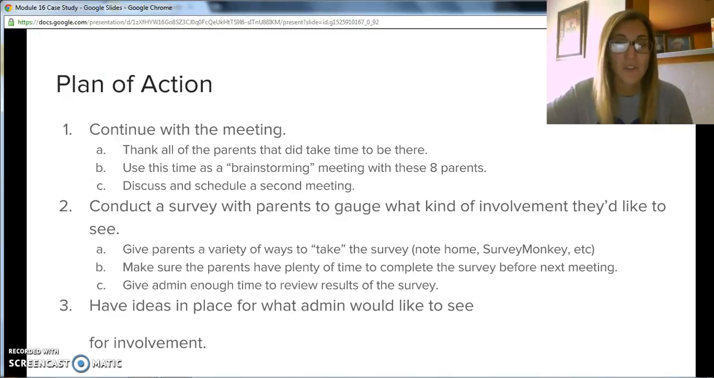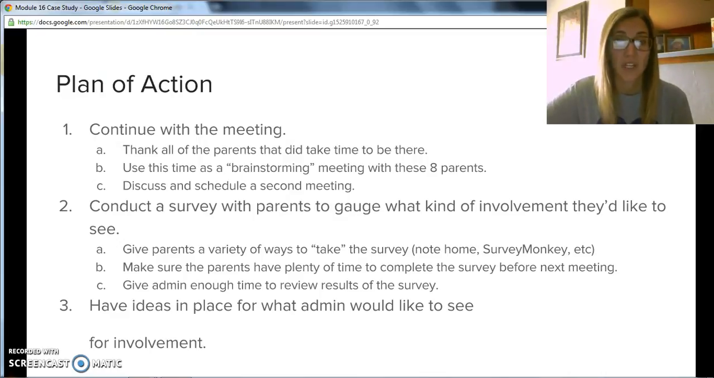I send a note home so they could take a paper version and send it back. Put a link on the web page, our school web page, or send home a little note with a link for a survey on SurveyMonkey, or if we have some sort of all-call system or Alert Now where we can send emails to all the parents, send that link via email as well.